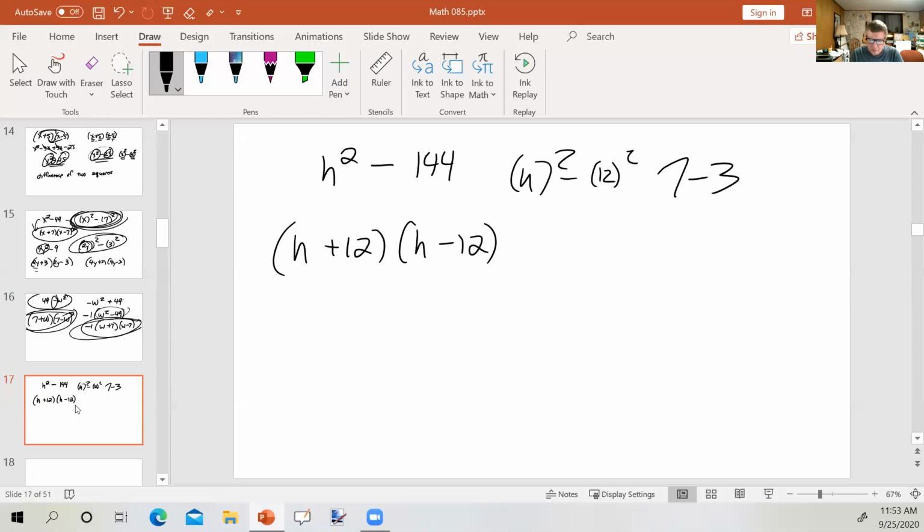Got it. Let me ask you this. What about H minus 12 times H plus 12? Would that also be correct? Yes. Why? From the last chapter, you mentioned that whether you put negative or positive first, I don't remember the correct term, but it'll still multiply correctly.